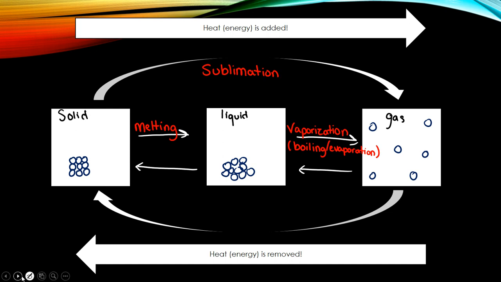I'm going to go ahead and change my writing utensil color to blue, meaning that these have to lose energy in order for the phase change to happen. So if we go in reverse, and if we want to slow those gas molecules down to change them to a liquid state, that means they have to lose energy. They have to give away heat. And that's called condensation.